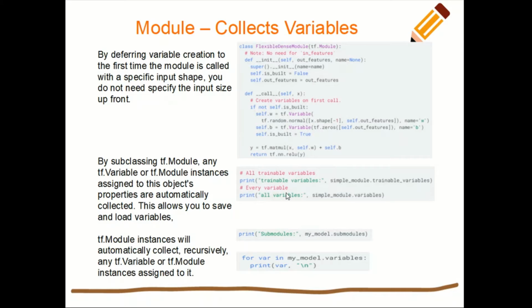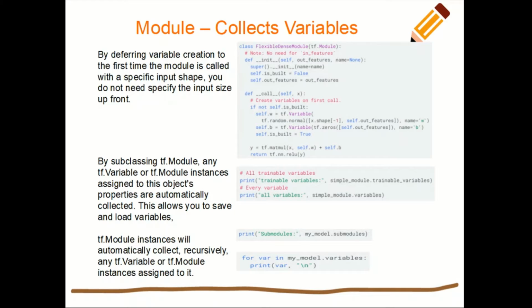Okay. Now another concept: if we are assigning any kind of tf.Variable, or any kind of module, to a property of the tf.Module, then it is automatically collected. Okay, so why is this helpful? Because if you are able to automatically collect all the variables, then it becomes very easy to save and load the variables. Okay, and it does it recursively as well.